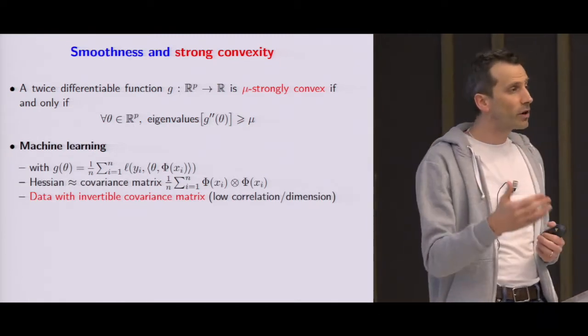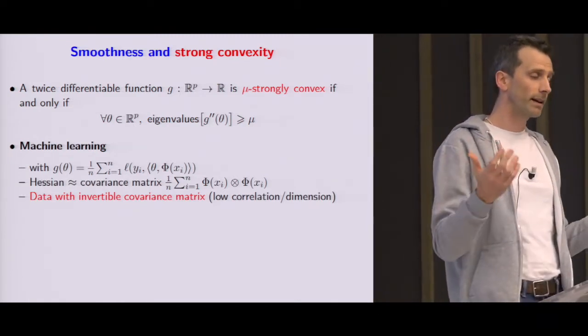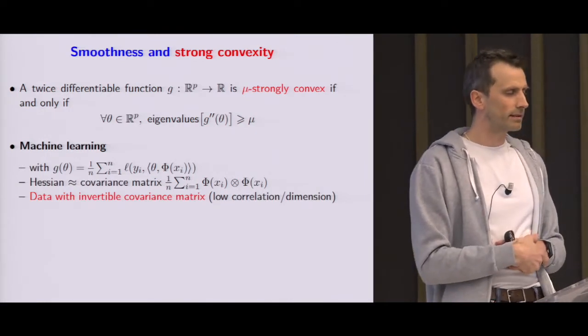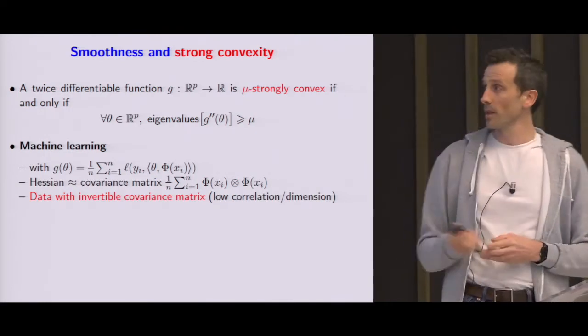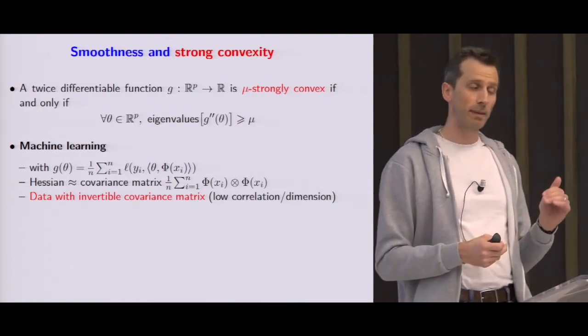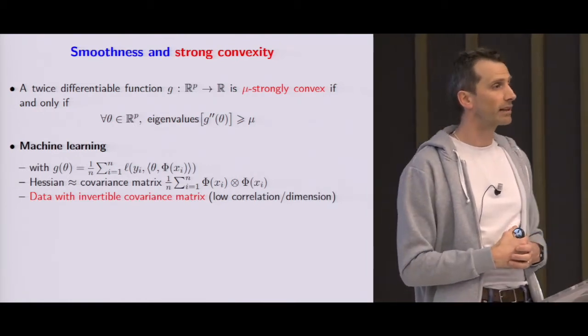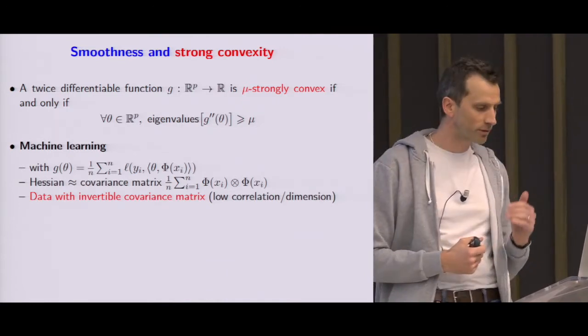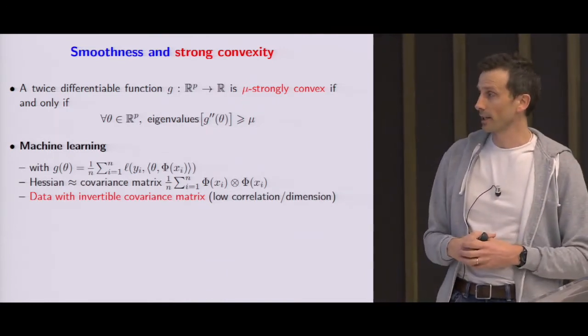But even if you have lots of data, so I consider big data, so n is very large, and you take any modern data set and you compute the lowest eigenvalue of that Hessian, it will be typically zero, and often very small, like 10 to the minus 12, if not less. So this means that most modern problems are really ill-conditioned.